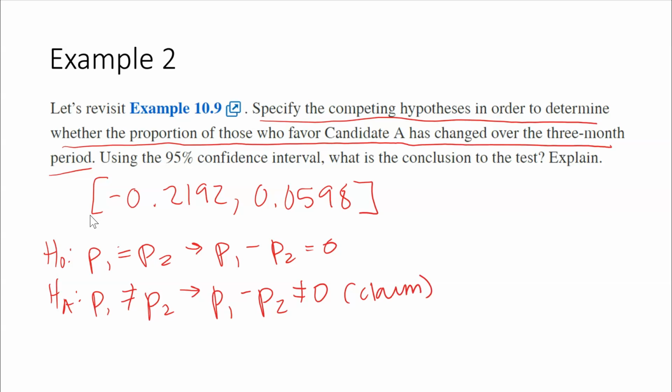So we've got our confidence interval. Now, is this value in the confidence interval? And it is. We go from negative to positive. And again, you can think about it this way: we've got negative values and positive values. It does cover 0. So because 0 is in here, we do not reject the null. So we reject the claim. There is insufficient evidence to support the claim that the proportion has changed.